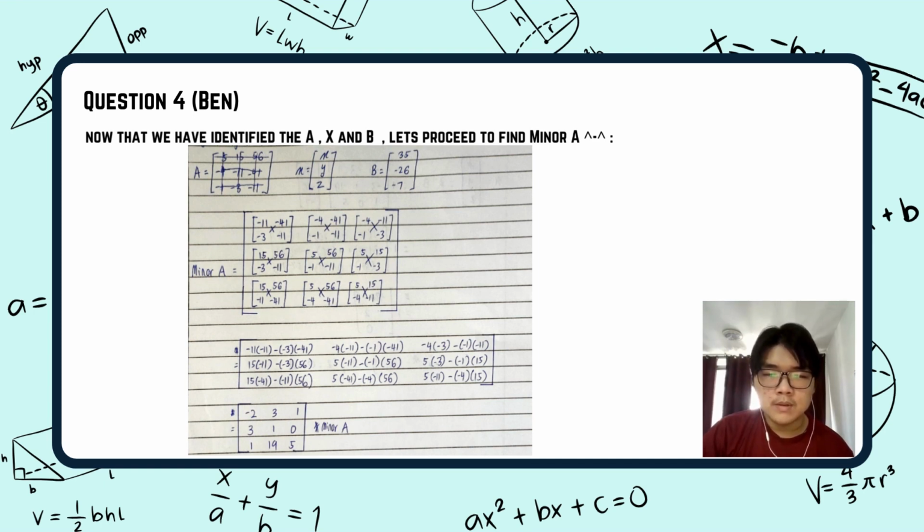So M12, same: -4 times -11 minus -1 times -41. For the others, it will be the same. So after we have done all those, the final answer will be M11 = -2, M12 = 3, then 1, 310, 195. So that will be the answer for minor A.